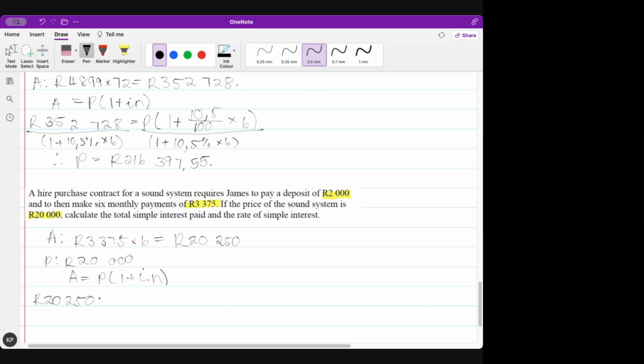Oh, but there was a deposit. I forgot there was a deposit. 20,000, 1 plus the interest rate is what we want. Now I'm going to ask you guys about n. What is n for this case? Yes, Abu. Remember, your n is in terms of years. So you take whatever is there and you divide it by 12, because that's how many months there are in a year. And this will give you 0,5. Don't make the mistake of substituting the 6. So it's times 0,5.